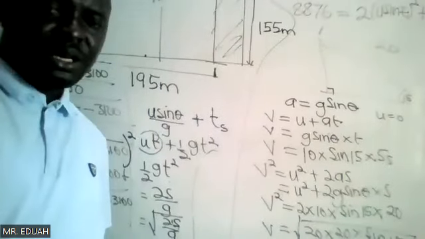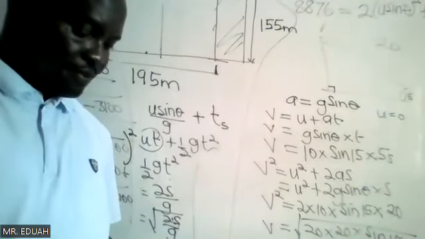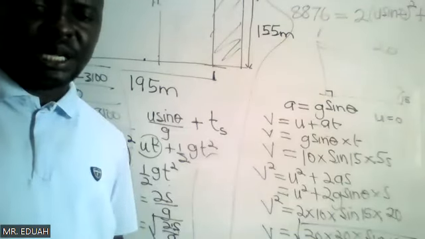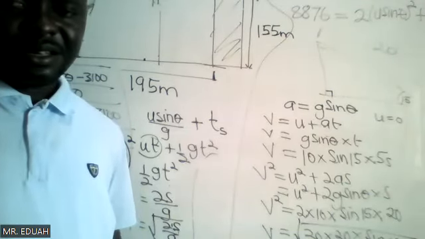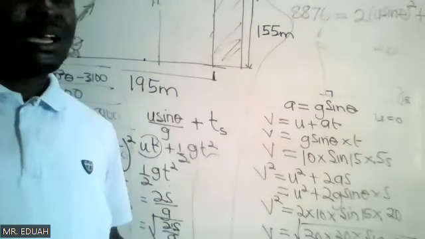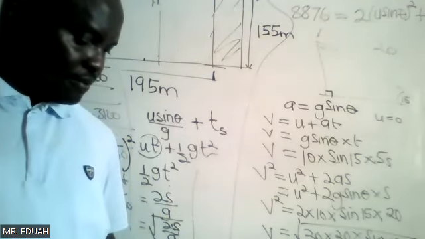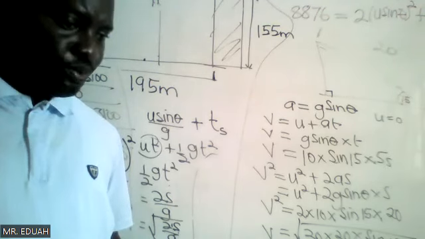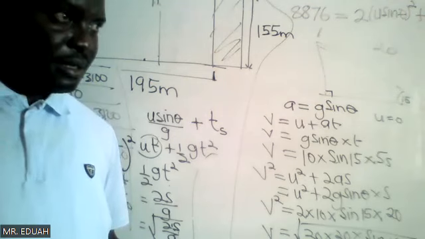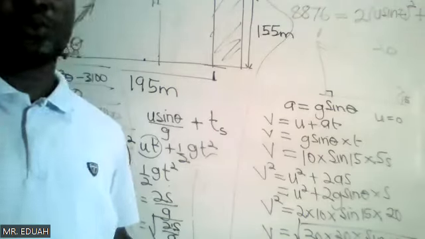Class, let's go through this quickly. Examples of vector quantities. Velocity. Next, somebody else. Force. Displacement. Momentum. Moment. Weight. Acceleration. Impulse. We have a lot of them.